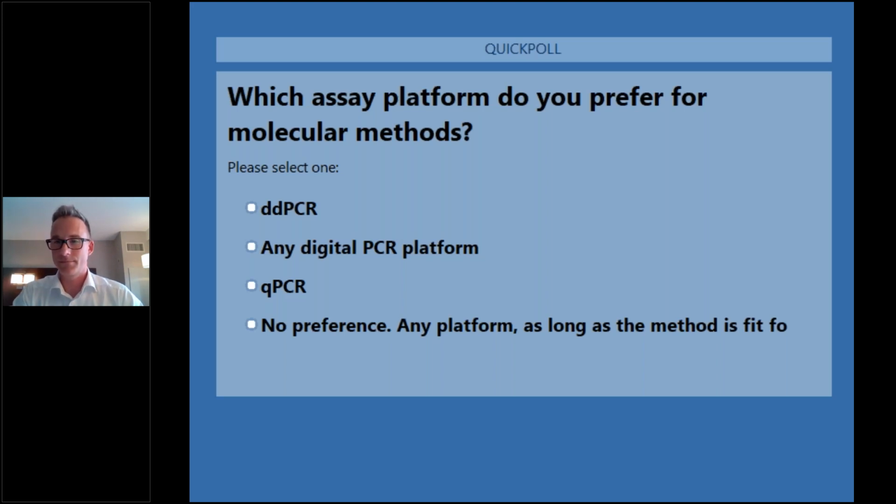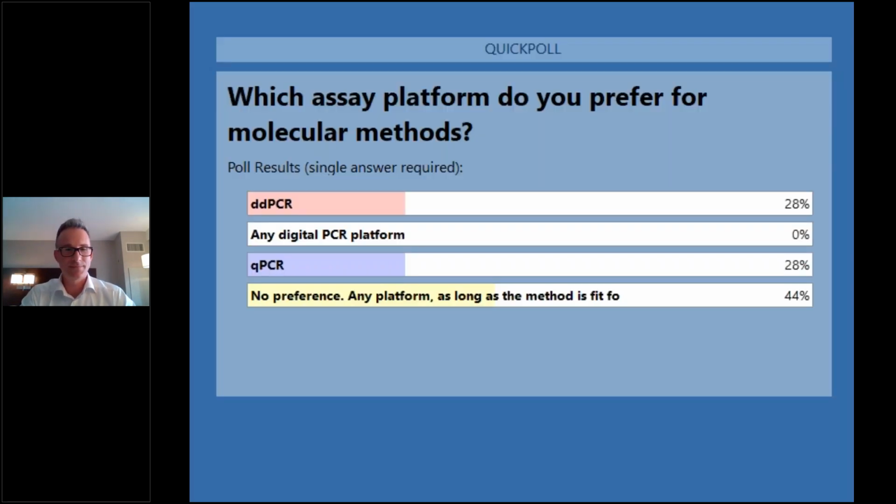All right, I'll give our audience another couple of seconds to get in their votes. And I see that a majority of our audience has voted, so thank you very much. I'm going to close the poll and then share those results with you all. So we have 28% for ddPCR, 0% for any digital PCR platform, 28% for qPCR, and then 44% for no preference. So back to you, Johannes.